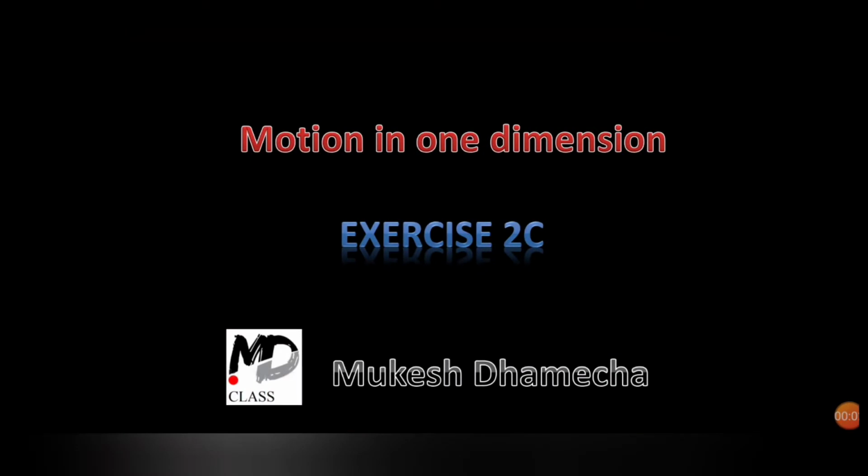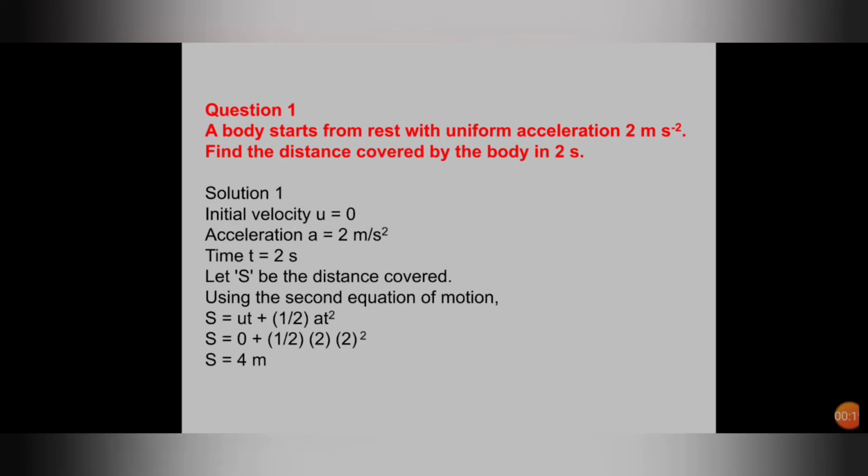Today we are starting motion in one dimension, exercise 2C, numericals. Question number 1. A body starts from rest with a uniform acceleration of 2 meter per second square, and then we have to find the distance after 2 seconds.